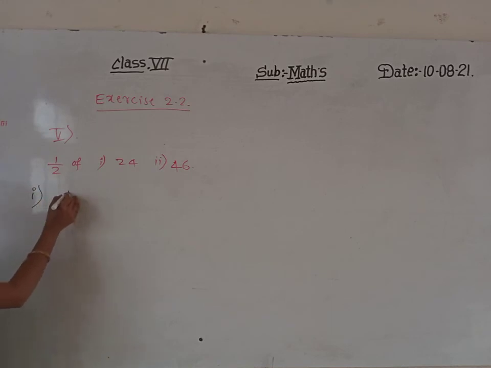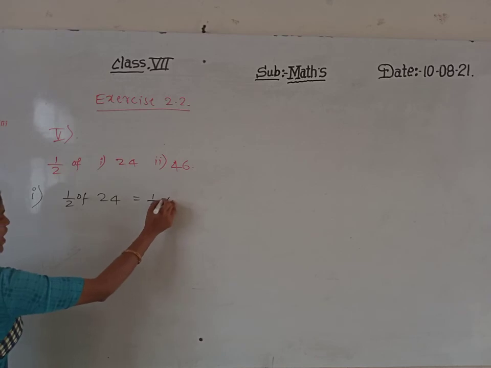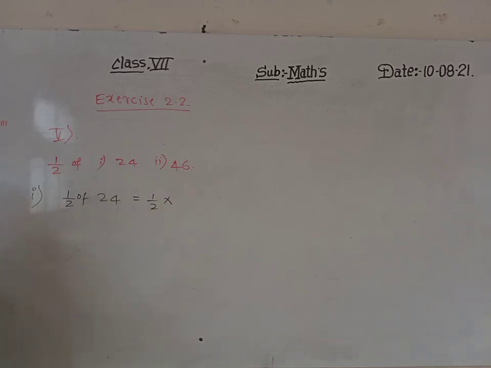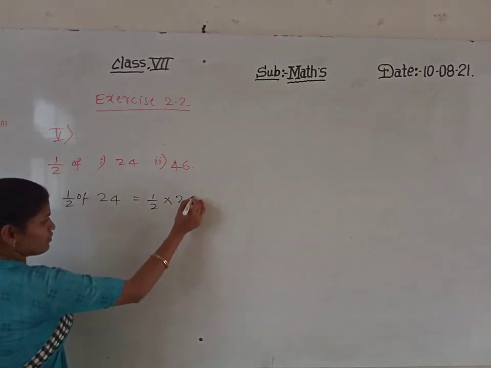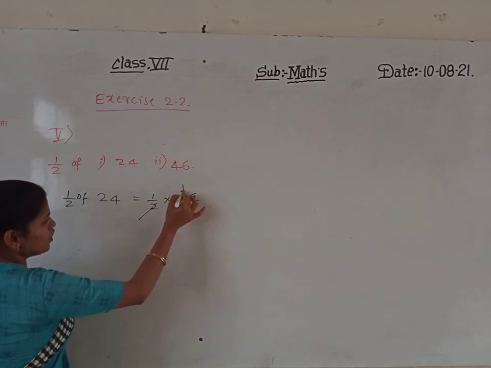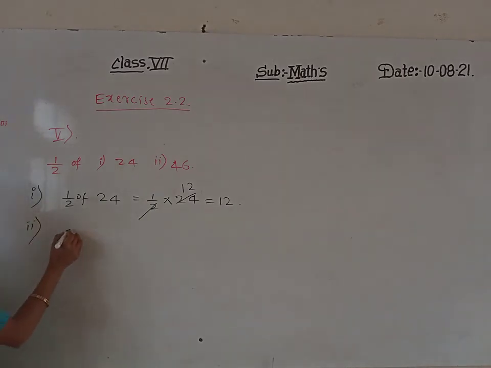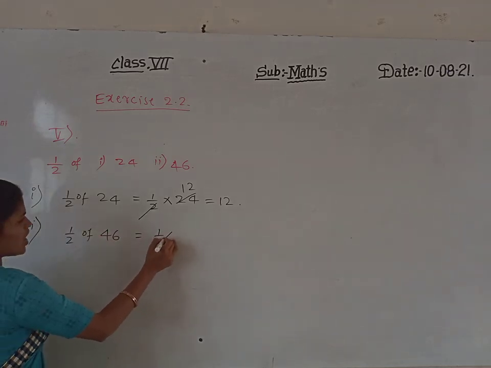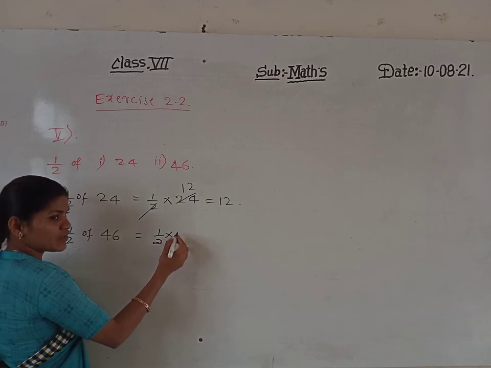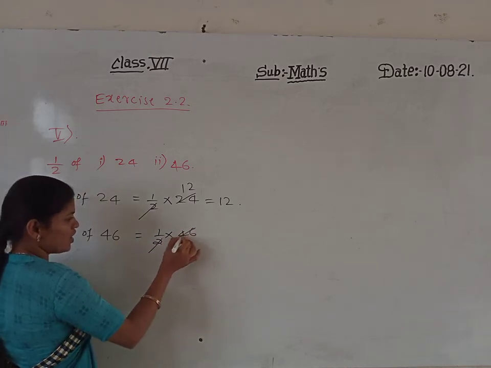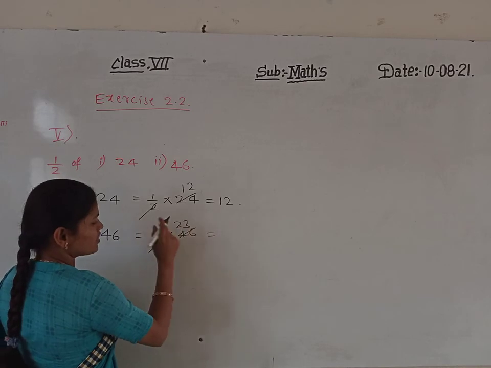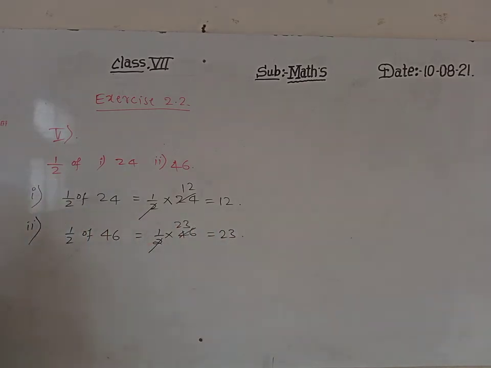So the first one is nothing but 1 by 2 of 24. In the sense, what do we have to do? Of means multiplication. 1 by 2 into 24. 2 12s are 24, so your answer is 12. Second one, 1 by 2 of 46. It is nothing but half of 46, meaning half into 46. 2 23s are 46, so 23 into 1 is 23. Easiest question.